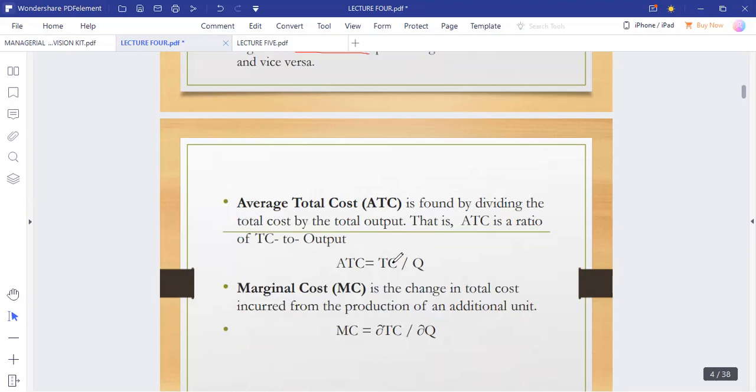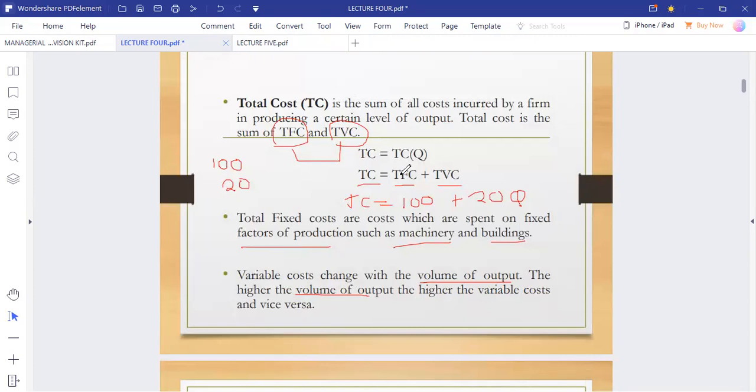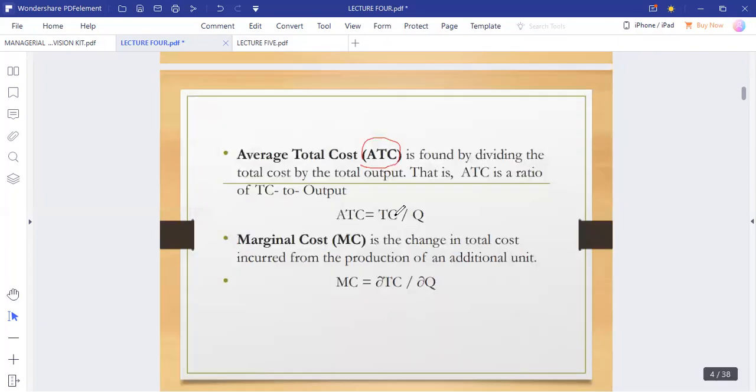So like I said, average is anything divided by quantity. The total cost has two kinds of costs. We have the fixed cost and total variable costs. If we divide each of these by Q, T will now become an A. Our total cost becomes our average total cost. Our total fixed cost becomes our average fixed cost. Our total variable cost becomes our average variable costs. So this is what we get. So when we divide the total cost by quantity, it's called average total cost, which is simply the total cost divided by the output. Output in economics is denoted by the letter Q. So Q is the quantity of output in units.